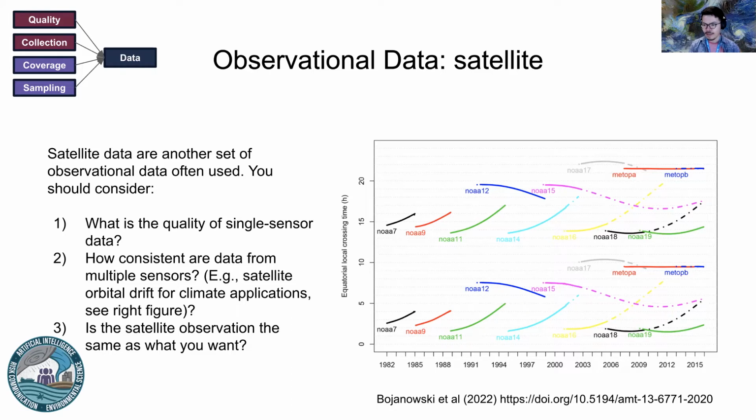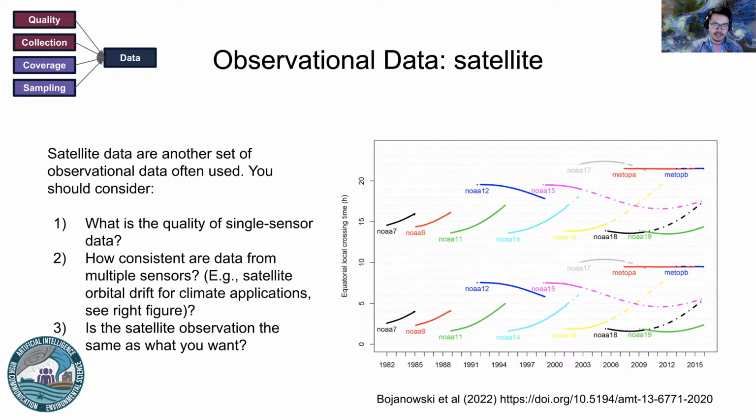You can see those satellite overpassing times have been slowly drifting to an earlier time, or to a later time in the day, based on those satellites' orbital drift data. So when you are using a combination of satellite missions and those data measurements to categorize some climate information or climate change phenomena, you need to be careful to make sure those data have been carefully calibrated so the quality of the data is suitable for your application. And point number 3 is about whether the satellites are observing the same thing as what you want.